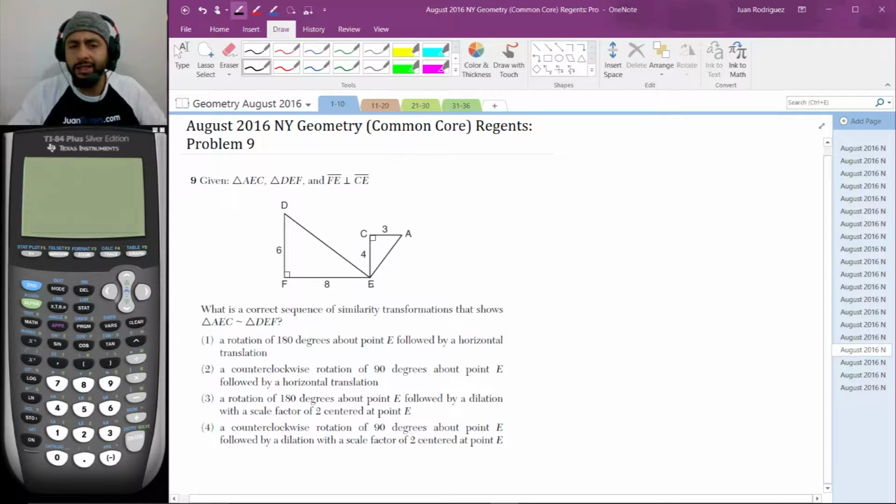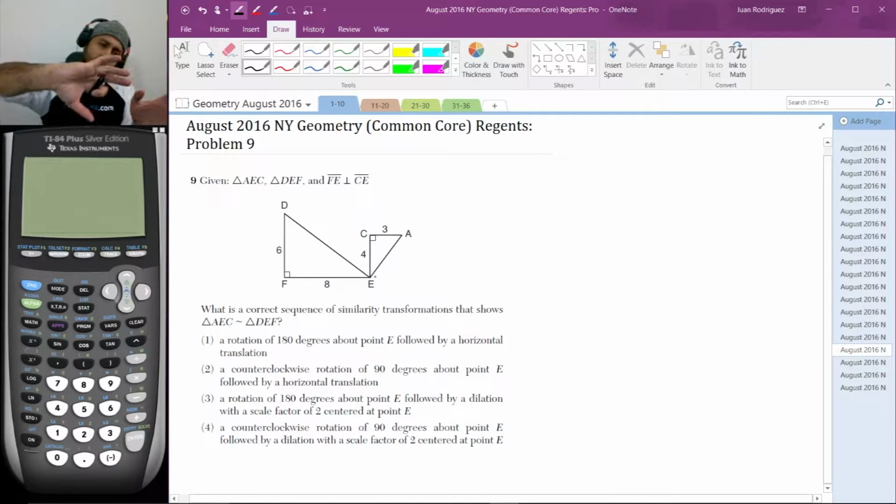The other thing is that you should also have in mind a transformation that will convert triangle AEC into triangle DEF. My transformation: if I turn AEC this way, counterclockwise, and I blow it up a little bit, then they should be the same.